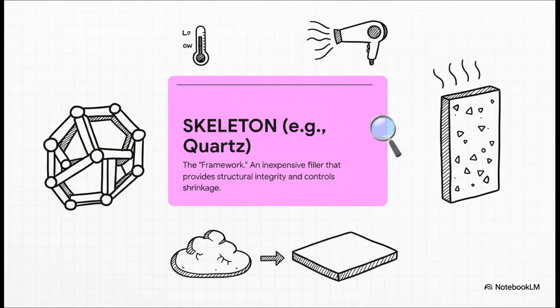Next up, you have the skeleton. This is usually something like quartz or flint. Think of this as the literal framework of the body, like the rebar in concrete. It doesn't do a whole lot at low temperatures, but it provides the structure, it controls shrinkage when drying and firing, and it stops the whole piece from slumping into a puddle.